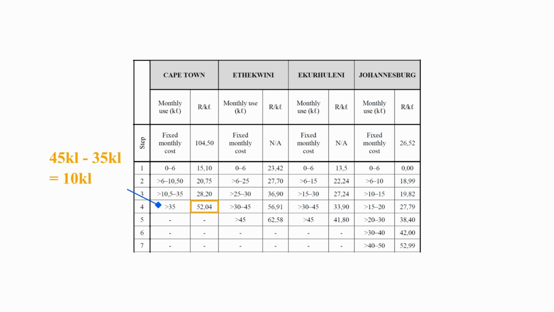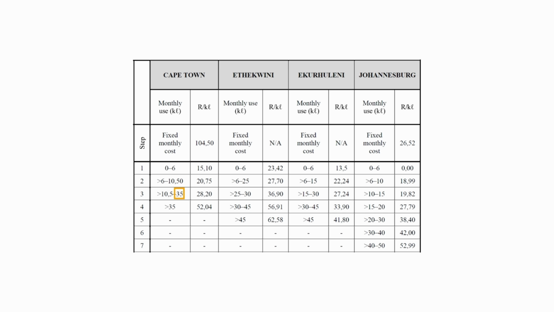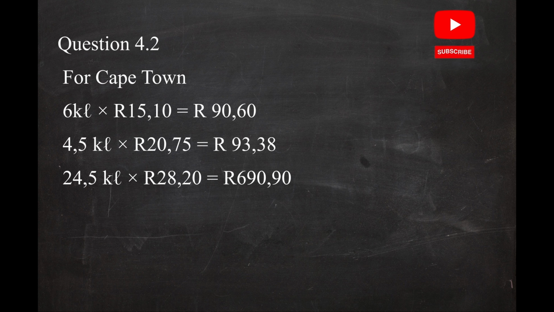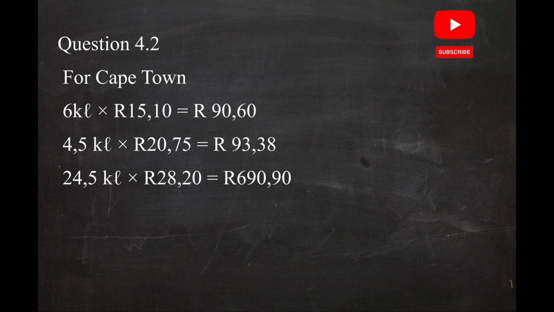consumption. You must find the difference between the maximum water consumption of 45 kiloliters and the maximum value in step 3 because you have already been charged for the water usage of 35 kiloliters of water in step 1, step 2 and step 3. So the cost for step 4 will be 10 kiloliters multiplied by 52 Rand 4 cents per kiloliter, and this equals a cost of 520 Rand 40 cents.